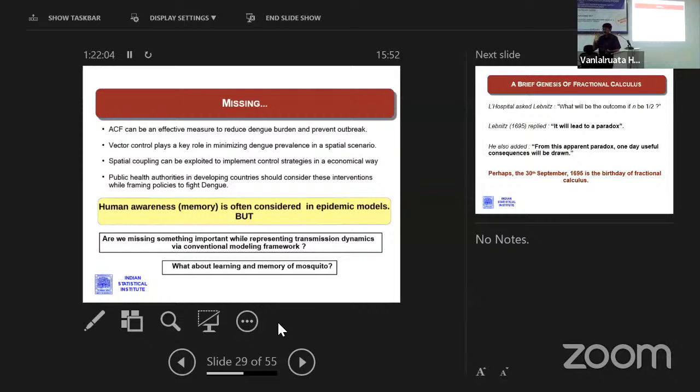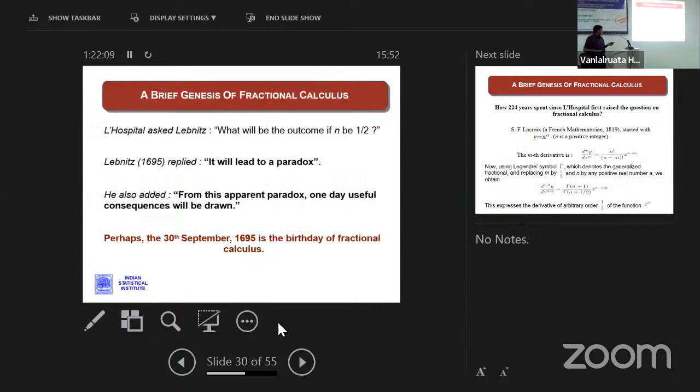Okay. So, fractional differential equation. I will use two or three slides for the benefit of the students, on how the fractional differential equation came about.